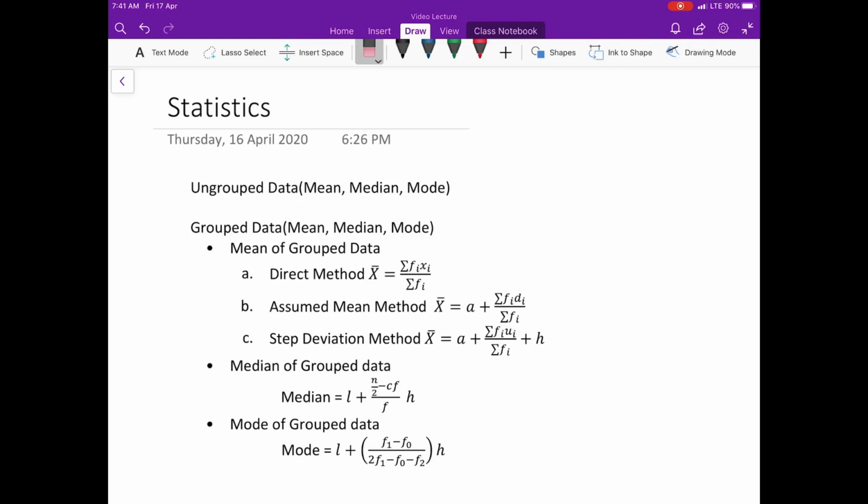In earlier classes, we have studied ungrouped data and we already understand the different measures of central tendency, that is mean, median, mode. But in class 10th, you have to study grouped data, and for grouped data you should know how to find the different measures of central tendency.